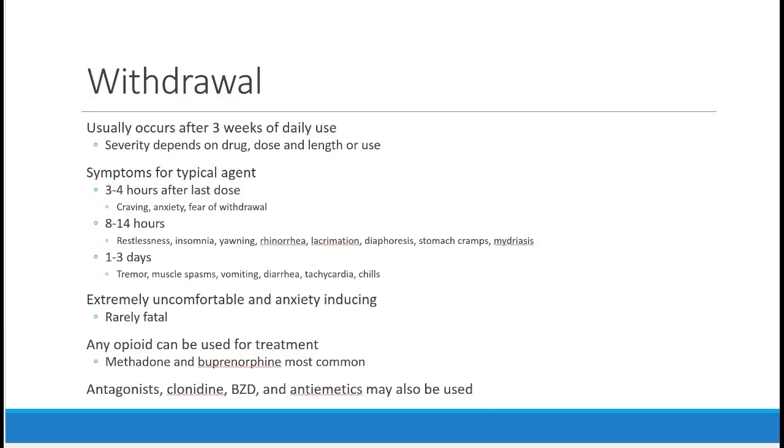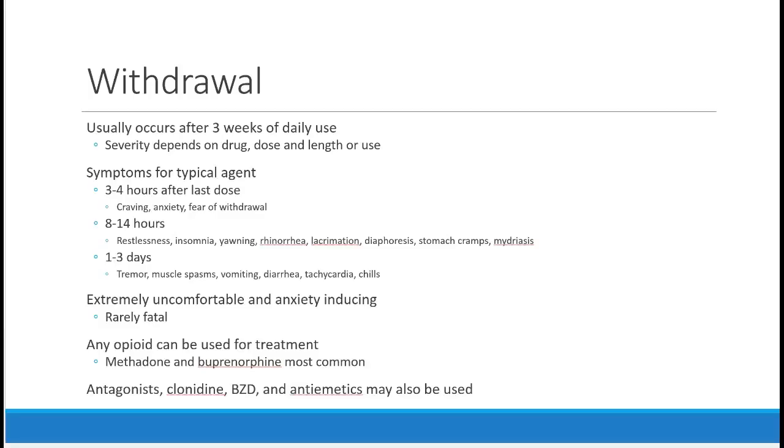Withdrawal of opioids is fairly uncomfortable and problematic for the patient, but it's rarely fatal. In fact, it's likely not to be fatal whatsoever unless your patient has some underlying problem. So maybe if they have underlying heart disease or if they're malnourished or sick to begin with, it could possibly be fatal for them, but it's rare to be fatal in a normal person.